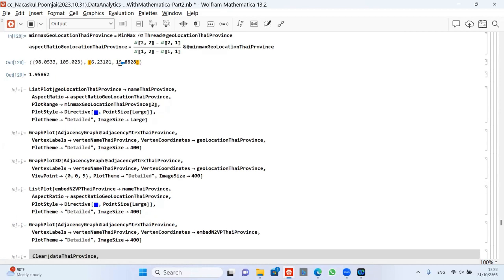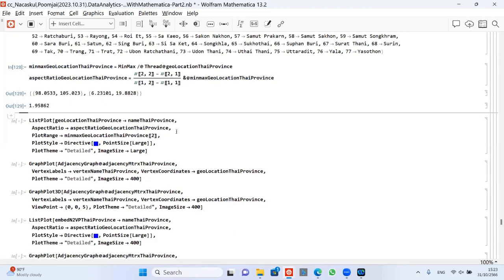Okay? Right. Now, this is a ratio because I want to say how tall Thailand is compared to how wide Thailand is. So I take the latitude difference divided by the longitude difference. So this becomes the aspect ratio. So when I do the plot, I maintain this ratio. Okay. This is what I did.